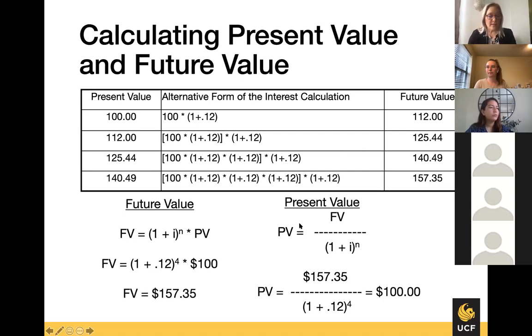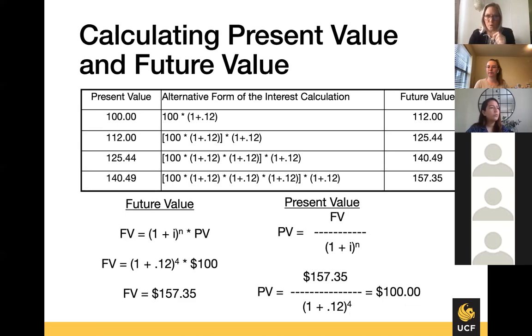In terms of our present value calculation, present value is going to be equal to the future value, but now divided by 1 plus I to the n. So we're going to take the future value that's in our table, or that we know, and we're going to put that into the numerator of our formula here. And then we're going to divide by 1 plus 0.12 to the 4th power. And that simple calculation gets us back to our $100 present value.